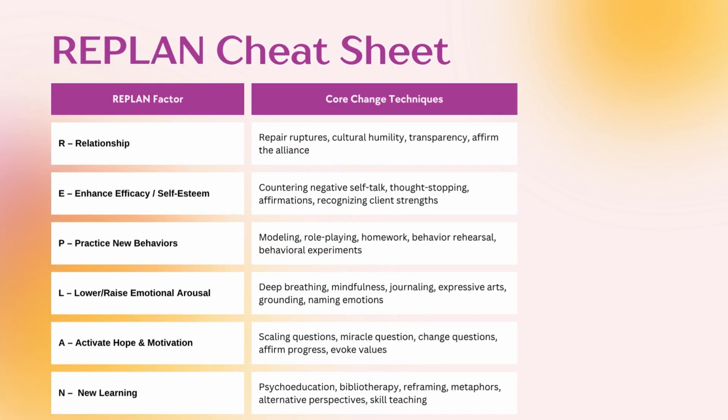Okay, so here's your cheat sheet. These are the main change techniques we're focusing on, organized by the REPLAN model. So think of REPLAN like your treatment planning compass, with each letter representing a factor that supports change, and each factor has its own set of go-to techniques.